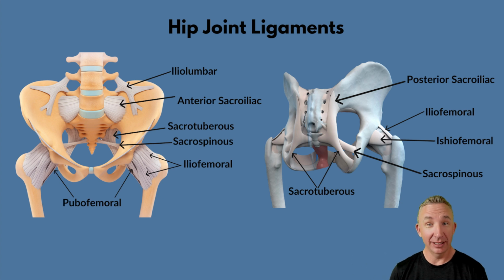We're covering hip joint ligaments. We are getting into the last part of the skeletal system, looking at how we connect bones together, which are articulations. When we cover ligaments, remember this is a type of connective tissue.